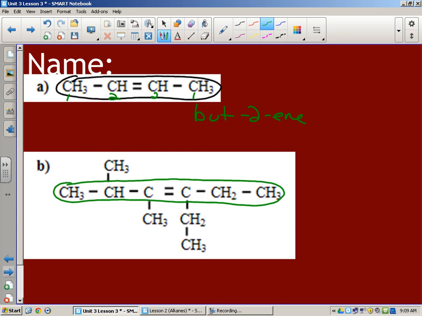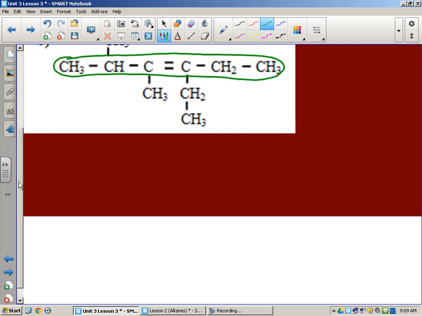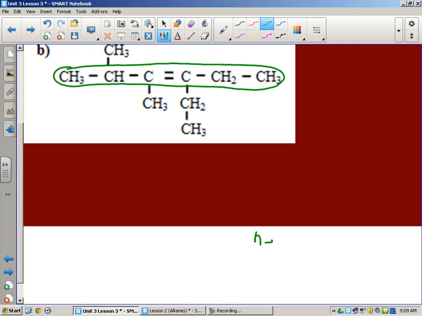So once again, let's see. 1, 2, 3, 4, 5, 6 carbons, sorry. So 6 carbons is hex. And then you're going to put a number in there, hexene. Okay. How am I going to get to that double bond quickest possible? Using this long chain here. So 1, 2, 3, or 1, 2, 3. It looks like 3 and 3, right? Looks pretty good to me. So 3, I would say, no matter which way you go.